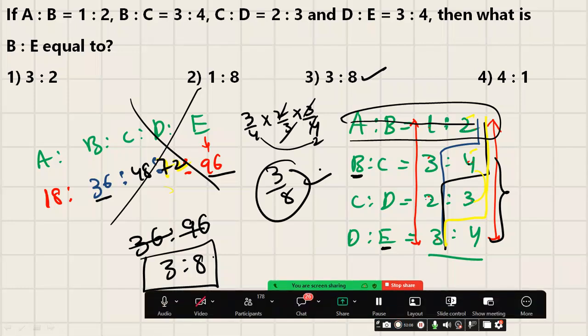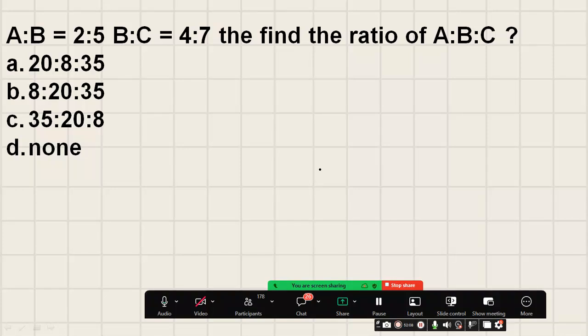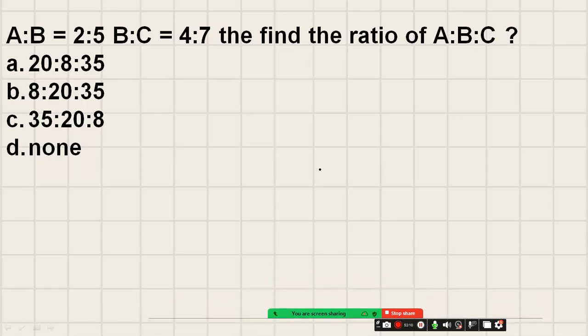Okay, right, very good. Next, one more problem. A is to B is equal to 2 is to 5. B is to C is equal to 4 is to 7. Then find the ratio of A is to B is to C. This is one question, you can answer quickly here. 8 is to 20. Yes, very good.